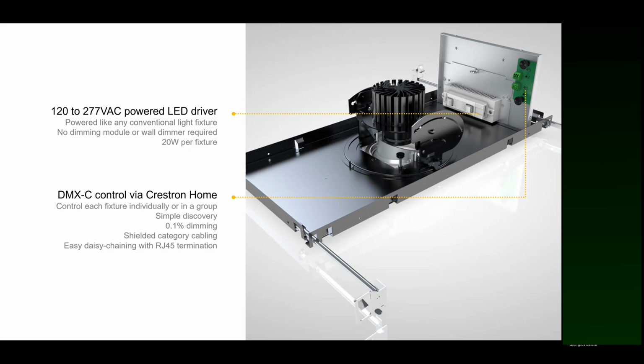Communication over the category cable is Crestron's DMX-C protocol, a refined and enhanced version of DMX 512 that allows fixtures to work natively with Crestron Home. Only DMX-C fixtures will work with Crestron Home. DMX 512 fixtures will not.